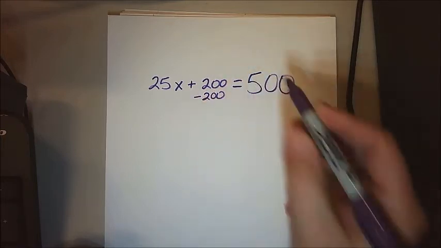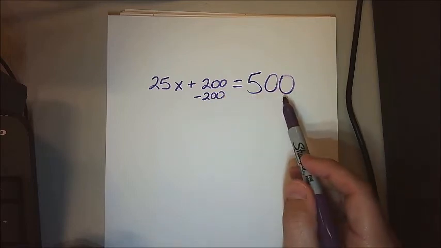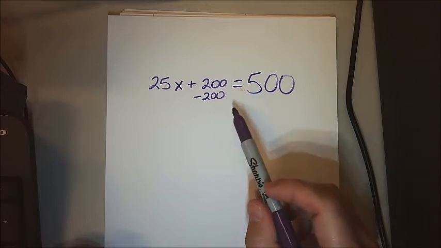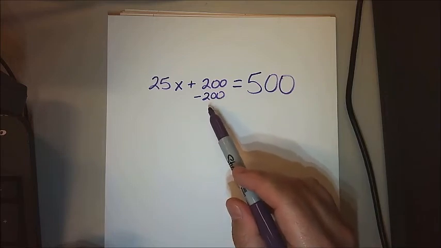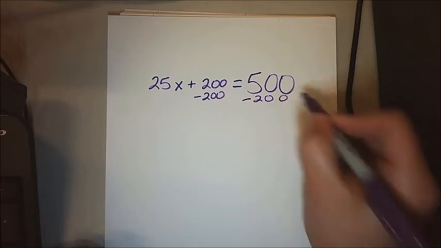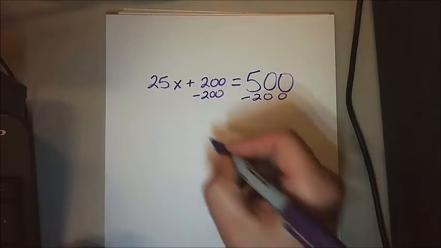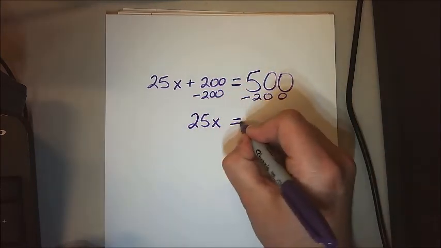The funny thing about equations is that what you do to one side, you have to do to the other side. That's what those little equal lines mean. It's like a balance scale. You have to keep it balanced. If you take away $200 here, it's going to mess up the balance. So here we're going to take away 200 from the right side also. Those are going to cancel out, and now you're left with 25x equals 300.